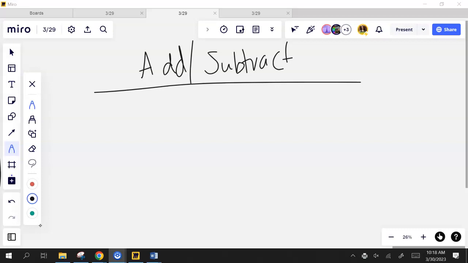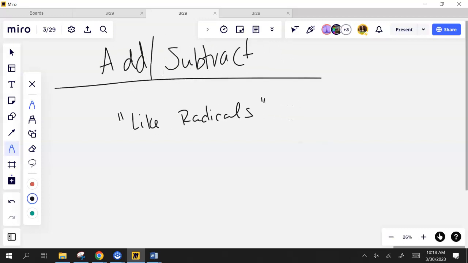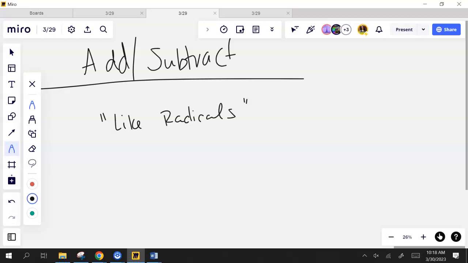When you add or subtract, they have to be like radicals. Multiplying and dividing is easy because I can put them under that same radical as long as the root's the same, but I can't add or subtract unless they're like radicals. So let me show you what this means.